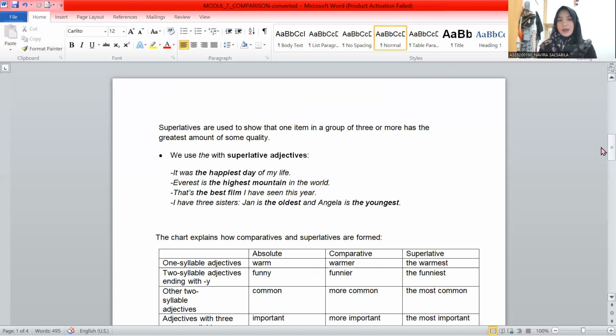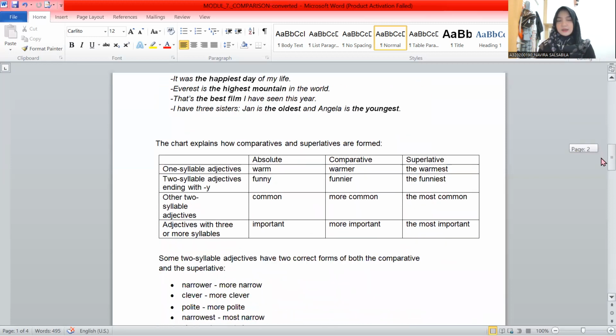Fourth, I have three sisters. Jane is the oldest and Angela is the youngest. The chart explains how comparatives and superlatives are formed. One-syllable adjectives: for the absolute, warm; for the comparative, warmer; and for the superlative, the warmest.